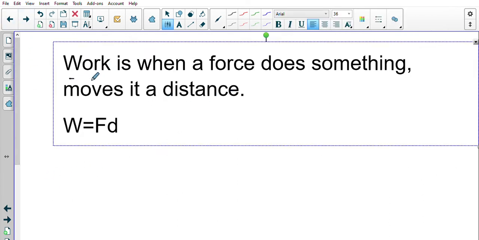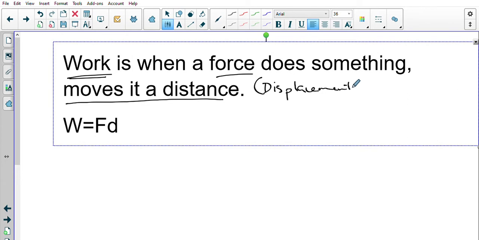Well, work now has, as I say, a particular definition, and work is when a force does something. And what it's doing is that it's moving a distance. Now, you're going to find that in some places the word that's used is displacement. That's just a particular word, but distance and displacement are the same thing. They both start with D. You can work with it.